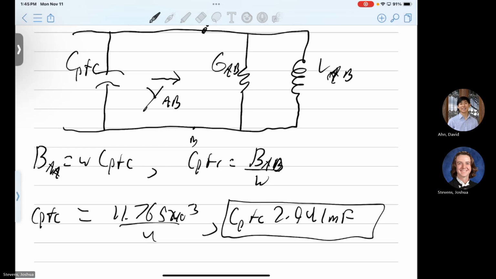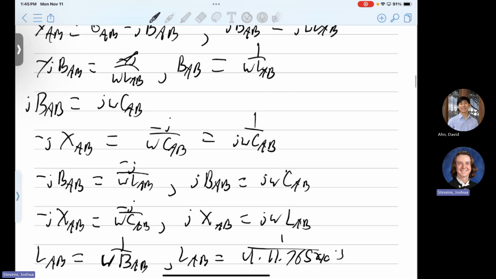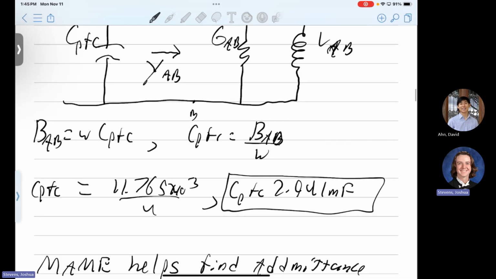The beta AB, is that just a combined impedance of the? It's not supposed to be beta. This is the susceptance at AB. So that earlier term that we found is simply just this. That's where we got this. And that's not a U, that's a 4. 11.765 times 10 to the negative third was the value of our susceptance.